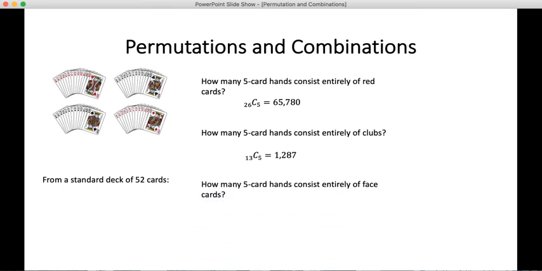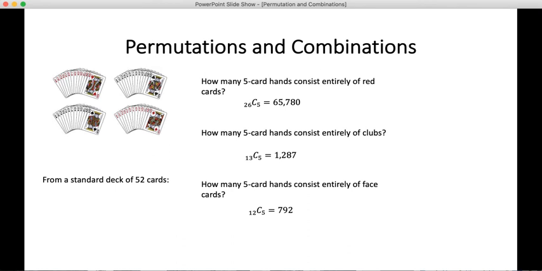The next question. How many 5-card hands consist entirely of face cards? Well, the Jack, Queen, and King in each suit are face cards. So there are 12 of those. And we're taking 5 of them. So that answer is 792.